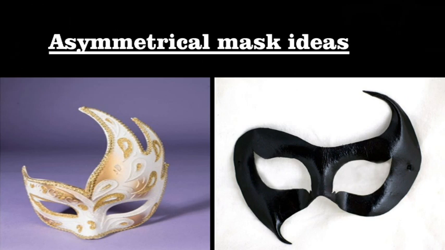Now you can use different colored A4 sheets. You can even design your mask, but it should be showing asymmetrical balance. As you can see from the pictures, both sides are not equal, right? One side is longer, the other side is shorter. It should be something like this. No equal parts on both sides.